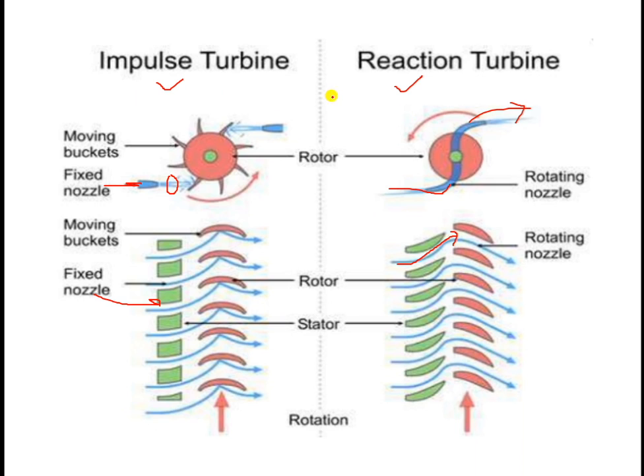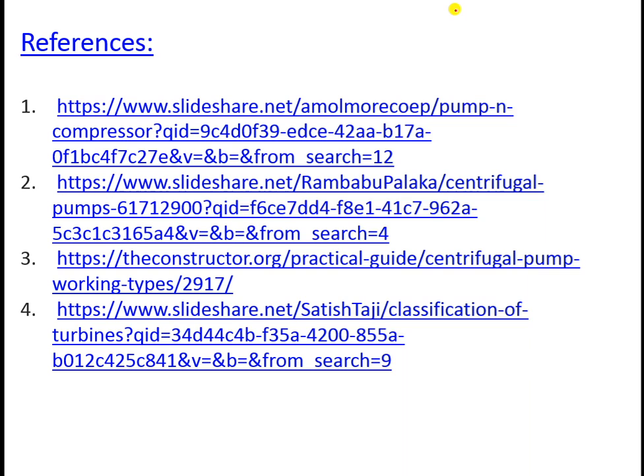But in practice, the impulse turbine, the Pelton wheel, is considered the best example. For the reaction type, the Kaplan and Francis turbines are there, but that is not required in your syllabus, therefore I have not considered it. So these are the references which I have already told you about, which we showed for the centrifugal pump as well as the reciprocating air compressor, and for the turbine also the same kind of references are there.